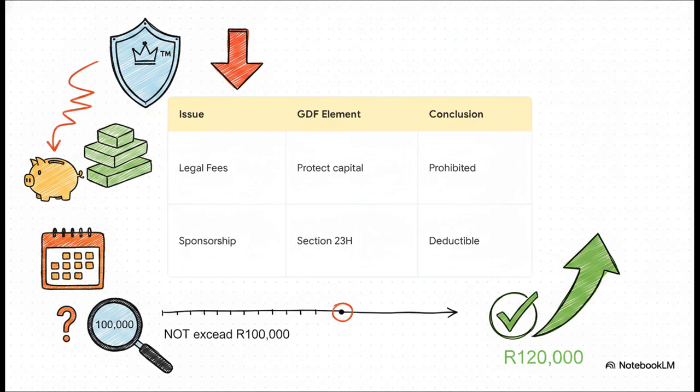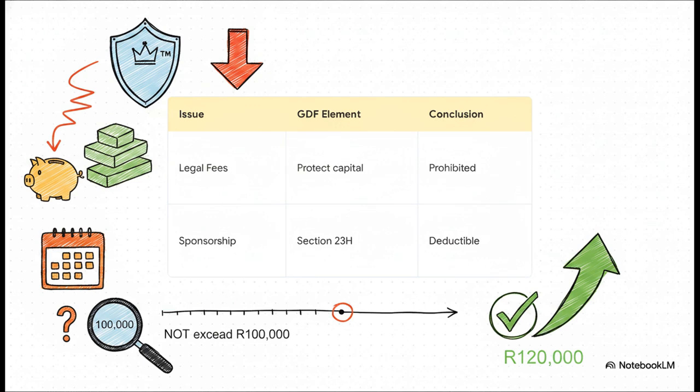Finally, that prepaid sponsorship. It qualifies under Section 11A as advertising, but wait, you have to spot the Section 23H trigger here. The R120,000 is for 12 months, paid on March 1st. By year-end, May 31st, only 3 months have passed. The benefit clearly extends beyond the year of assessment. So does Proviso AA apply? No, the remaining 9 months extend beyond 6 months after year end.